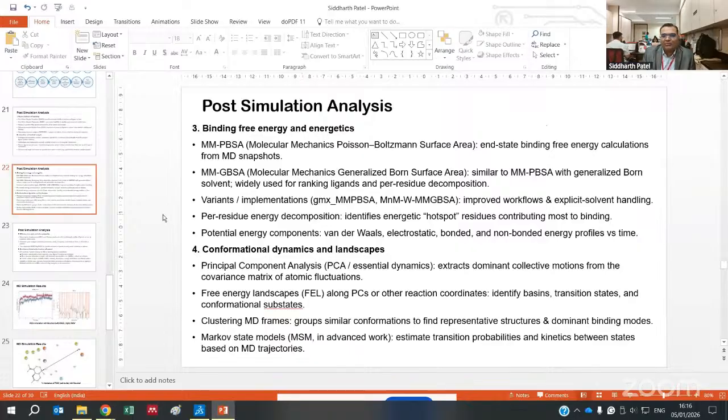So principal component analysis, PCA, then FEL, free energy landscapes, clustering MD frames, and Markov state models. These are the models, or the studies, which give conformational details of the study.